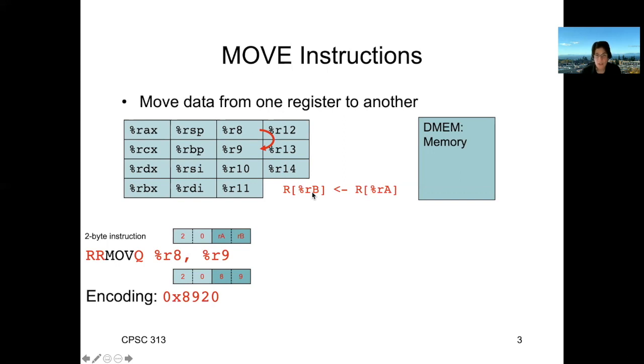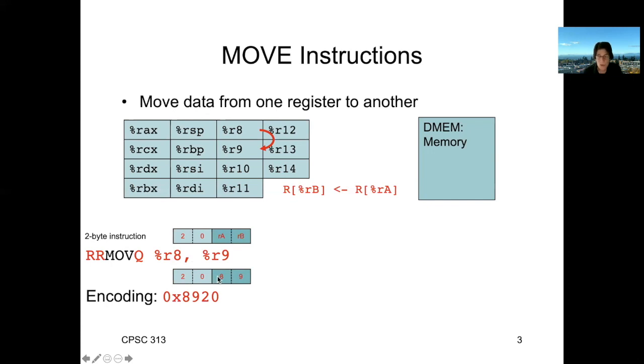And that's when we need to look at the instruction encodings. So you'll notice that the RR move Q is a 2-byte instruction, which has an opcode and a function. For now, that function will always be 0, but we're going to come back to that a little bit later. And then it takes 2 registers, and we call those registers RA and RB in the order in which they appear in the instruction. So when we have this particular RR move Q instruction, we see the opcode 2, the function 0, and then RA is register 8, and RB is register 9.